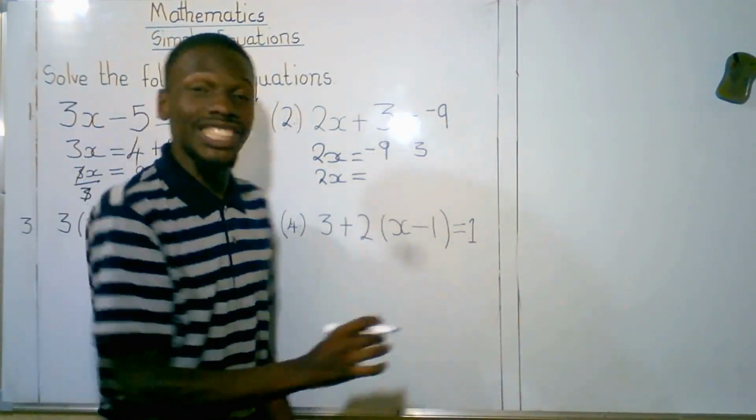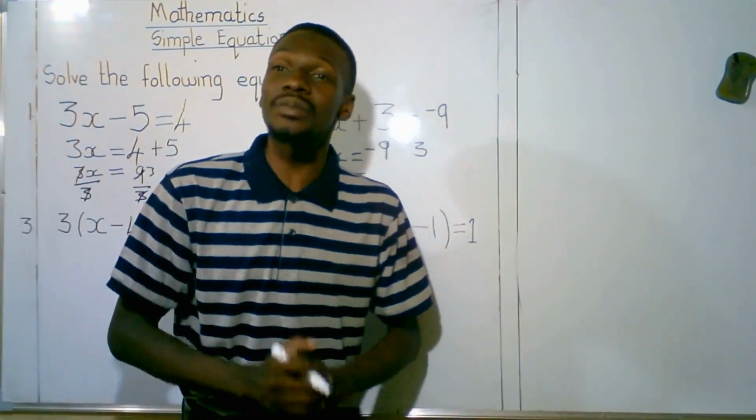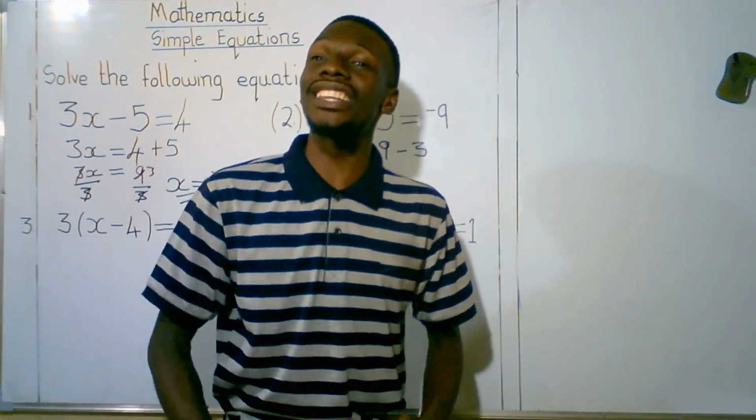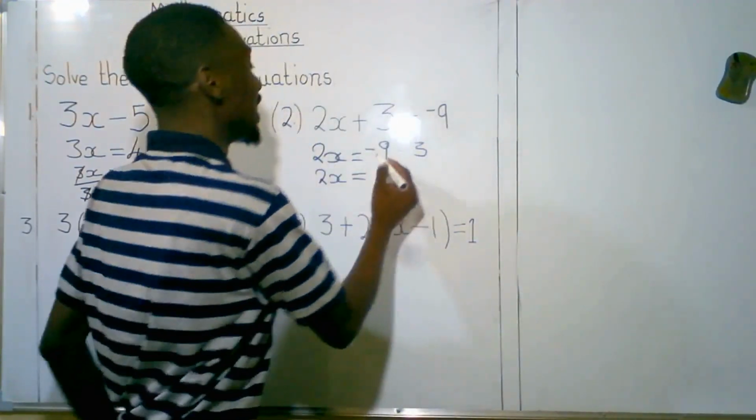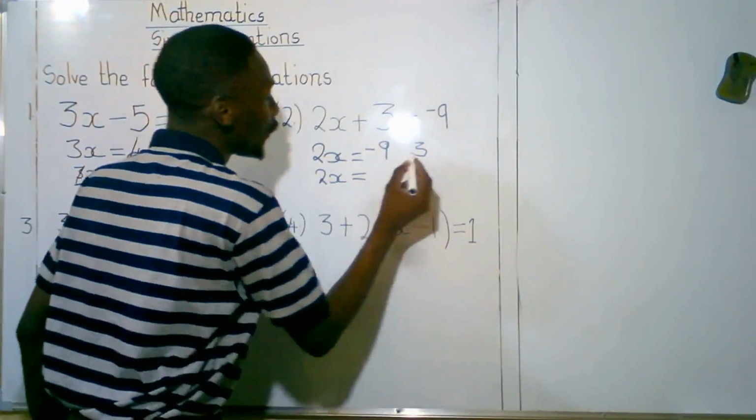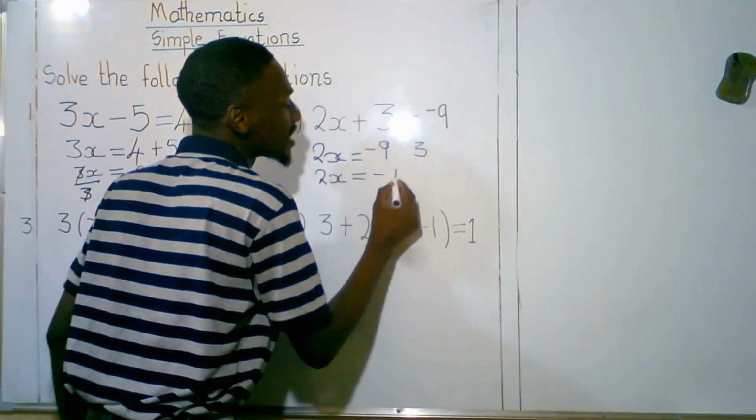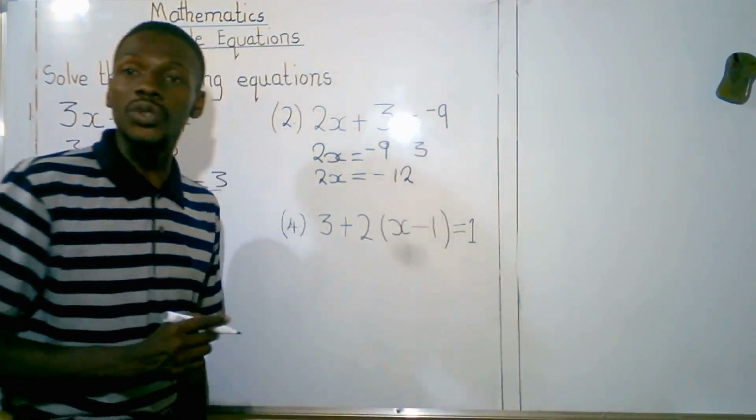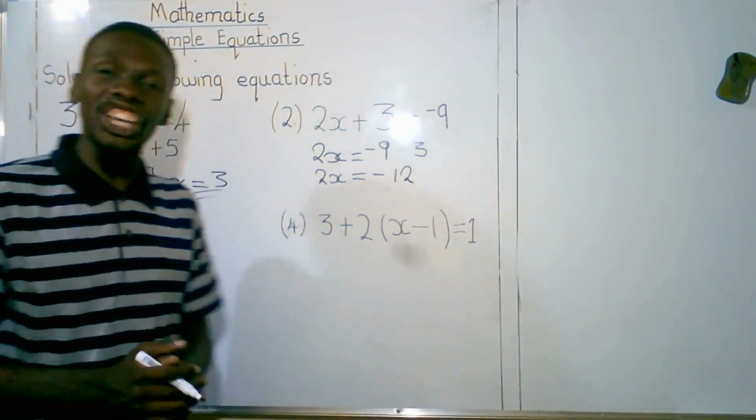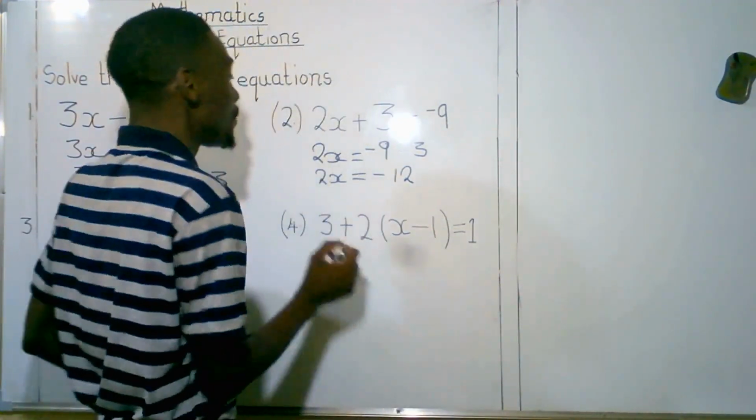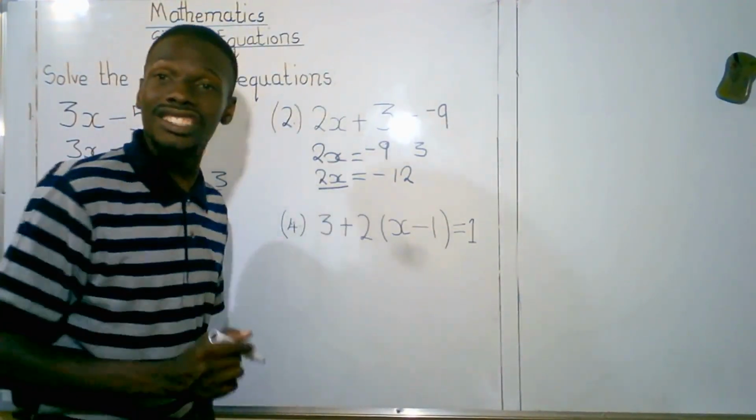So when we look at the two numbers, they are having the same signs. And what do we do? We simply add them and maintain their sign. Very good. 9 and 3, they are having the same sign. So we add them and maintain their sign. It's going to give us negative 12. When we reach here, we ask ourselves, are we done? No, we are not yet done. Why? We don't know the value of x yet.